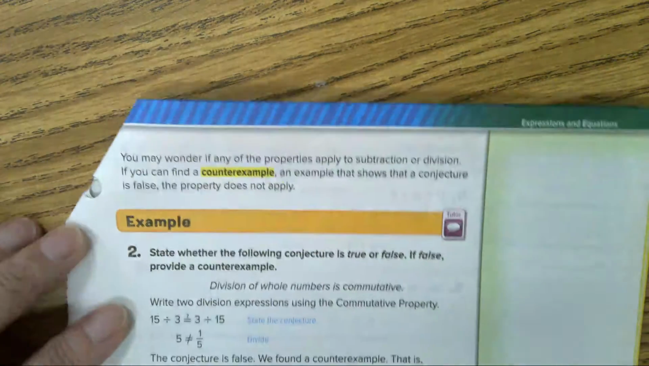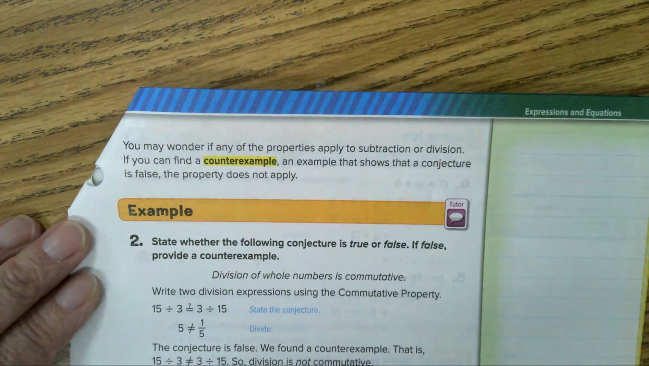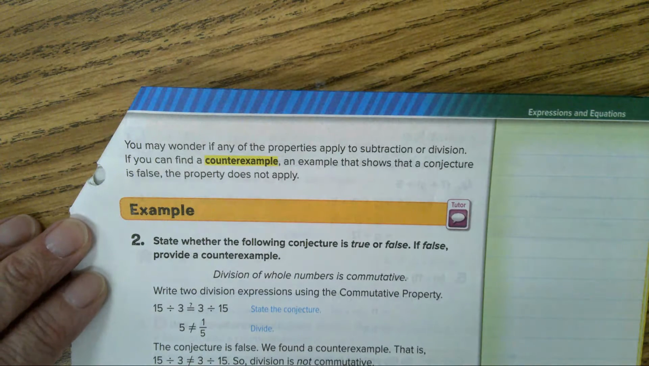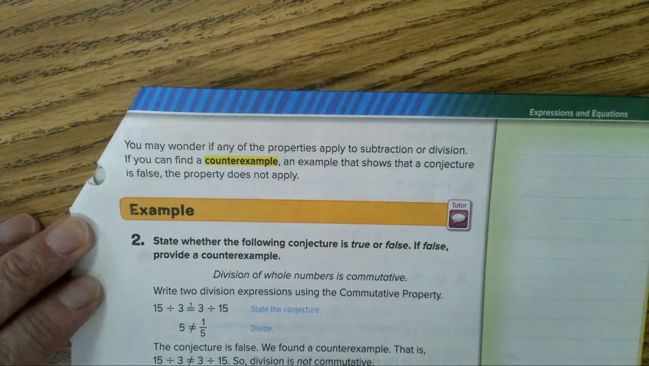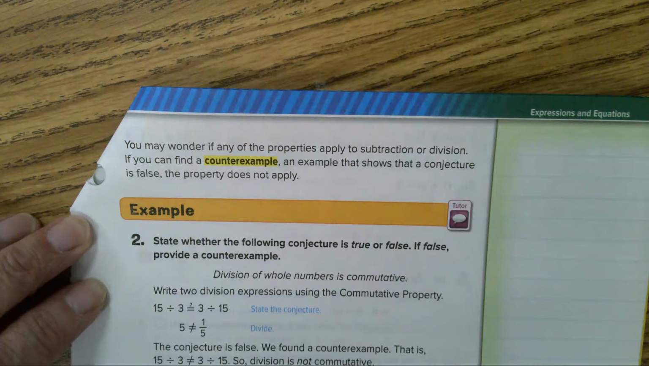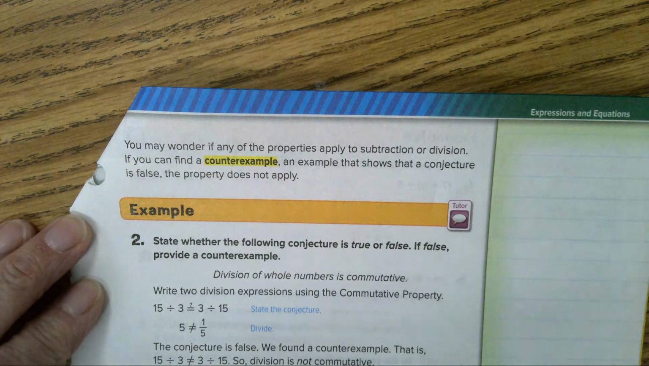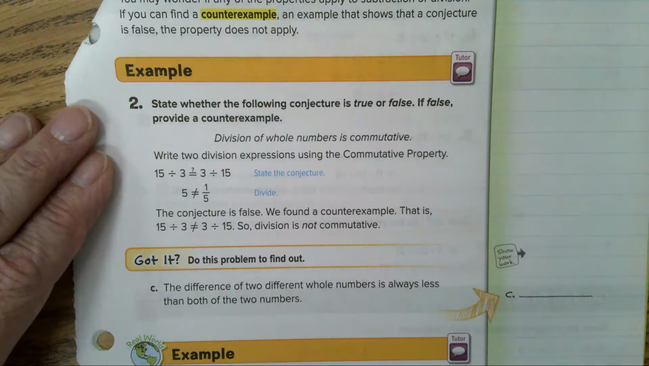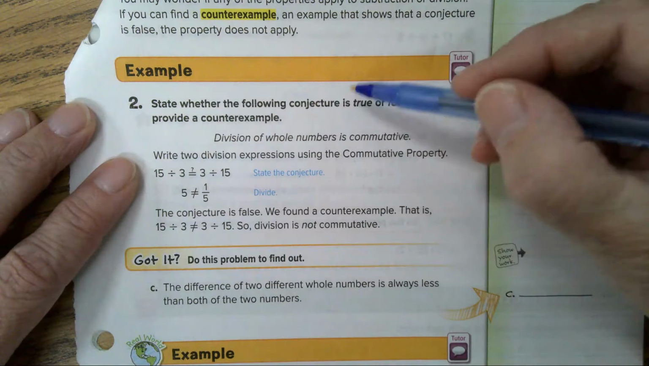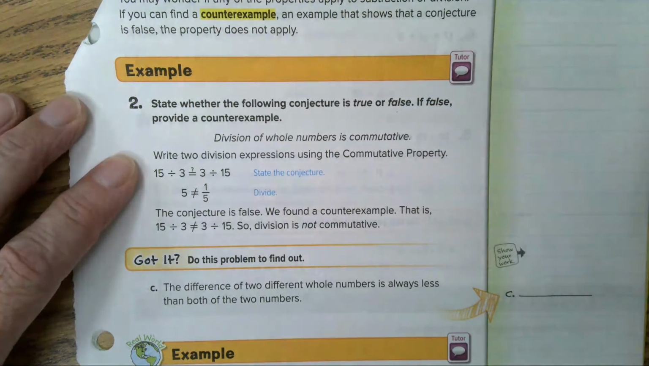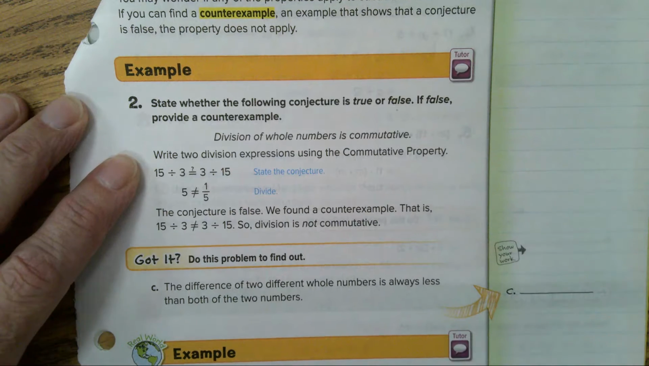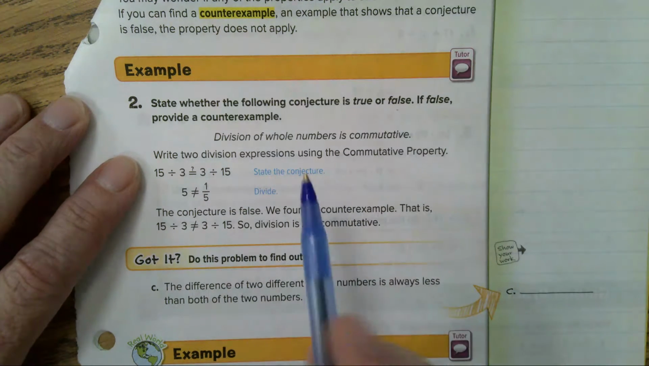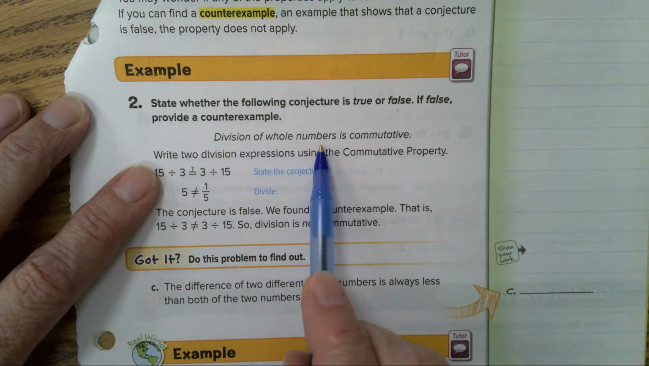It says, you may wonder if any of the properties apply to subtraction or division. If you can find a counterexample, an example that shows that a conjecture is false, the property does not apply. And it doesn't work for subtraction or division, kids. Now let's go to example 2. State whether the following conjecture is true or false. That's a statement. If false, provide a counterexample.